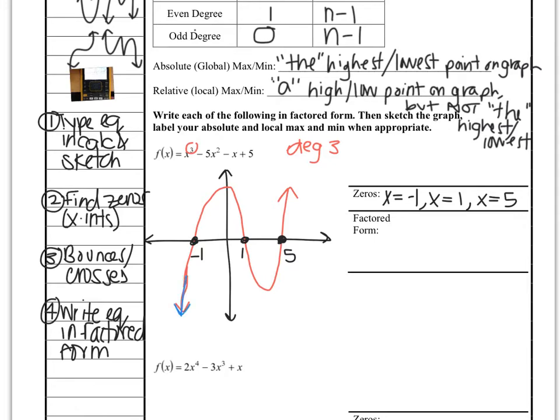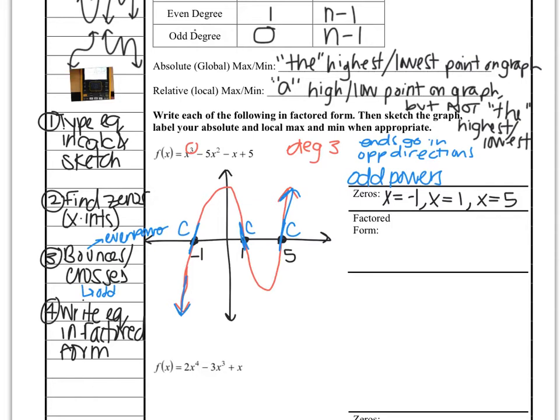So the ends are shooting off in opposite directions. So the opposite directions, of course, tell us that it's a third or an odd degree polynomial. And then I notice that right here it's crossing, right here it's crossing, and right here it's crossing. So these will all be odd powers. Because remember, a cross means odd power, bounce means even. So cross is odd, bounce is even. And these are powers on the factors.